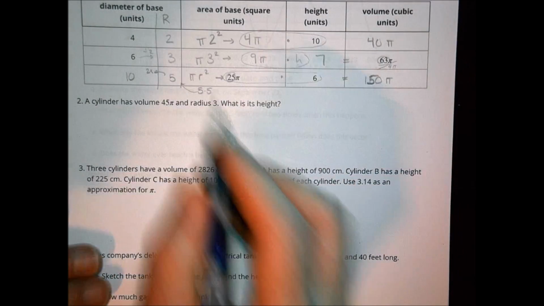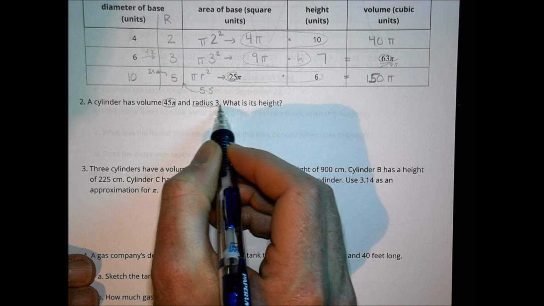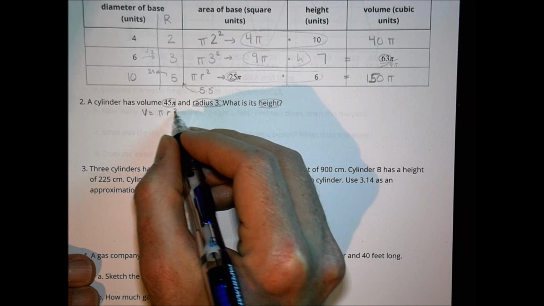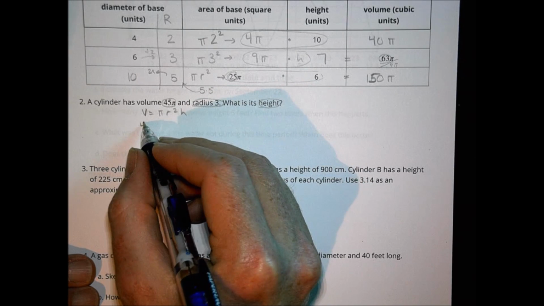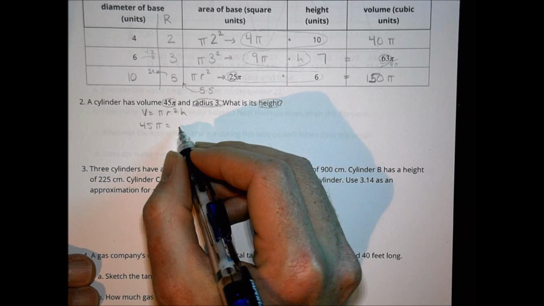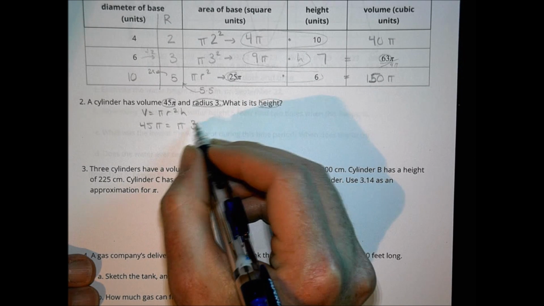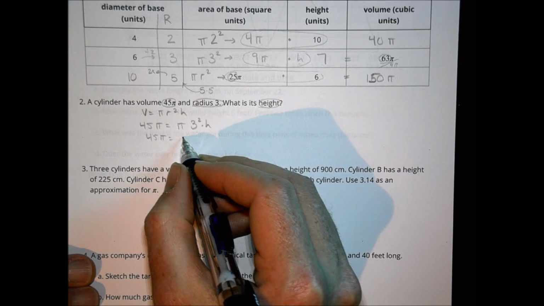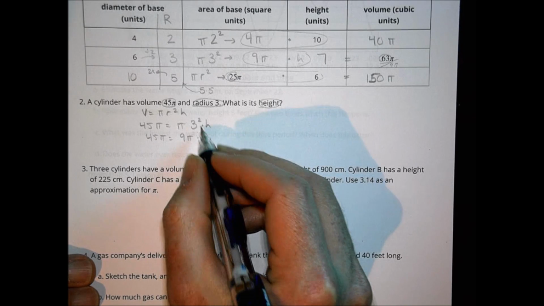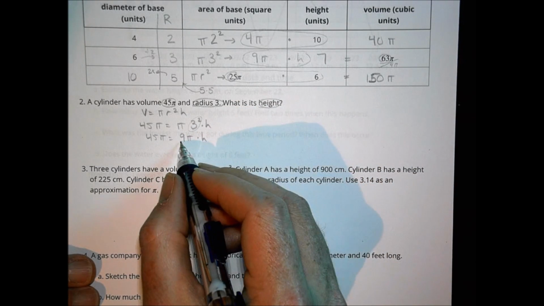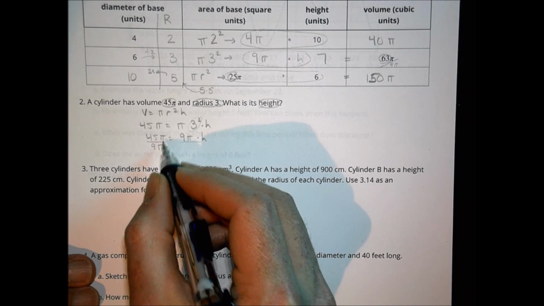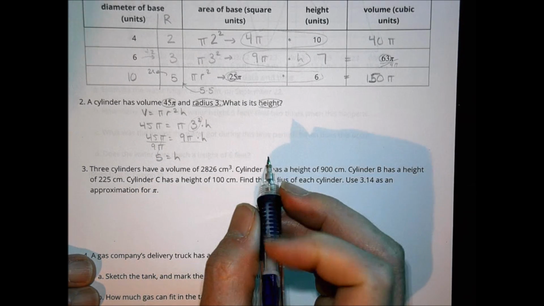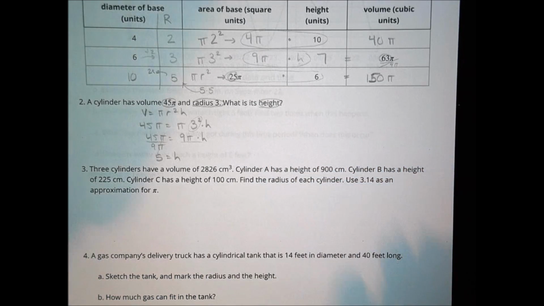Alright, number 2. A cylinder has a volume of 45 pi and a radius of 3. What is the height? So again, volume equals pi r squared h. They said the volume here is 45 pi. We have a pi on this side, we have a radius of 3, so 3 squared, and we have an h. So 45 pi is equal to 9 pi times h, and the 9 is coming from 3 squared. I could divide both sides by 9 pi. The pi's cancel out. 45 divided by 9 is 5, and so 5 becomes the height of the cylinder. That's all there is to it.